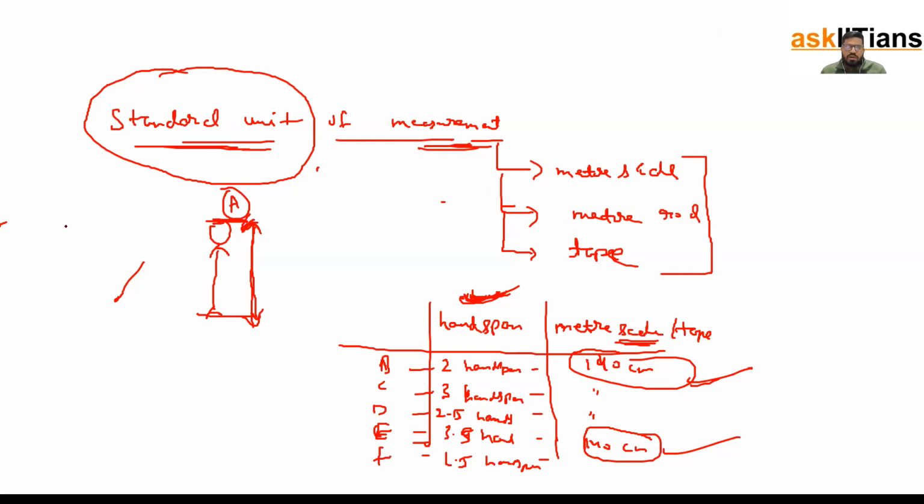Suppose you are measuring the height of a person on earth. On earth it will come as 140 centimeter, and on moon it will also be 140 centimeter. So everywhere the length or height is the same, because it is measured in standard units. So that's why standard units are very much important.